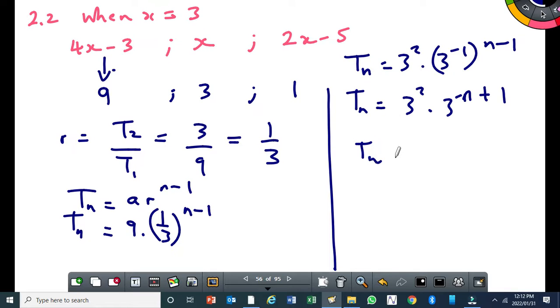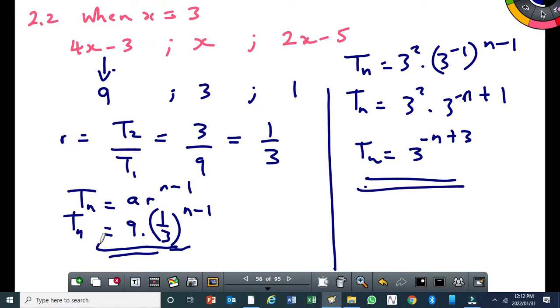So your final answer, you can write it as 3 to the power of minus n. Now, this 1 here adds to that 2, so you get plus what? Plus 3. You can leave your answer like that. If you can't simplify, then you stop here. But stopping here is fine. But to me, the best answer would be that one. Are you following?